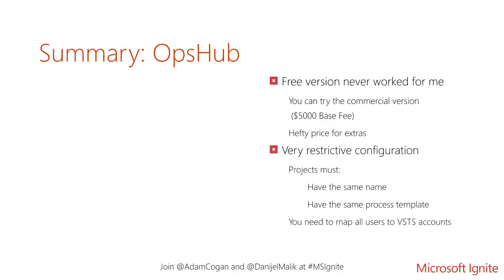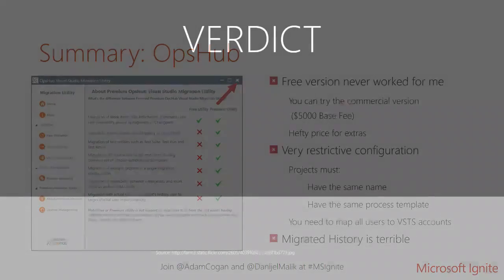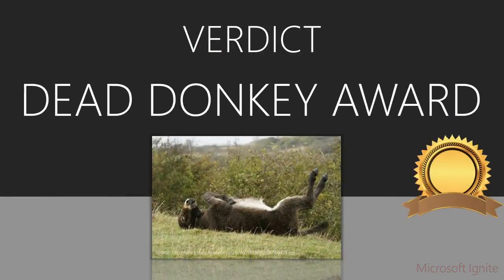All right. It's quite restrictive. We also had some other problems that we wanted to address. We'd already had some projects created with the exact same name, so we wanted to give it a different name, and we couldn't do that. So it's really restrictive, and you need to map all users to the VSTS accounts. The migrated history is terrible. I wasn't really interested. The only good thing, if you ask me, is this button up the top. All right, I'm going to give this one the Dead Donkey Award. I don't like it much.